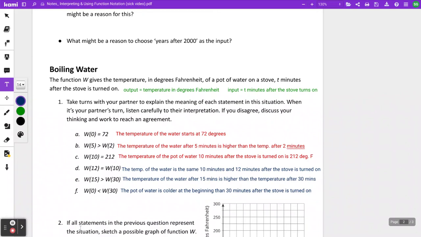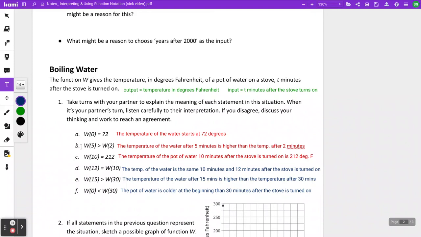And I've got these last 3 statements here for you. Statement D is telling us that water temperature is going to be the same at 10 minutes and at 12 minutes. Notice this equation here doesn't tell me what that temperature is. I know though from part C that at 10 minutes the temperature was 212. So I could use that to help me figure out this is telling me the temperature is the same at minute 10 and minute 12, which means at minute 12 it also must be 212 degrees.